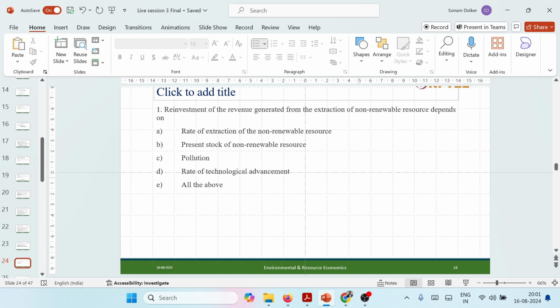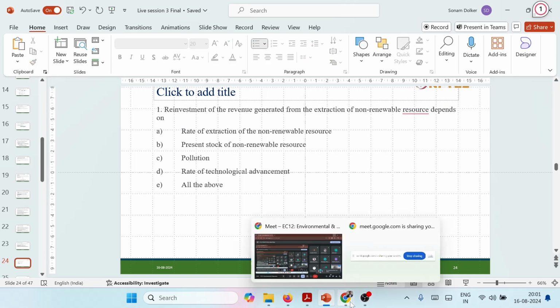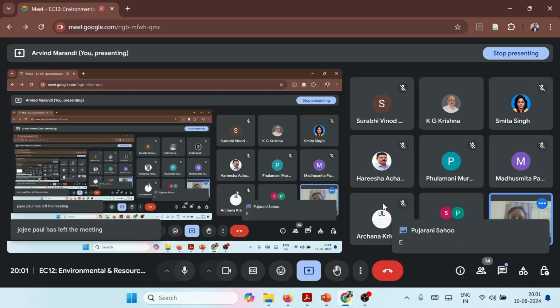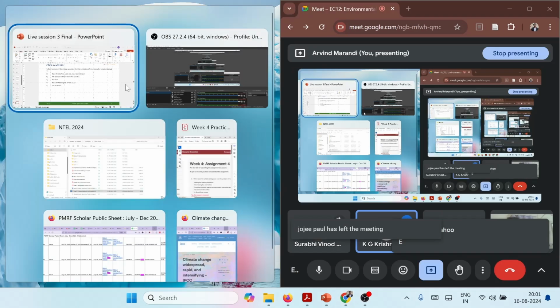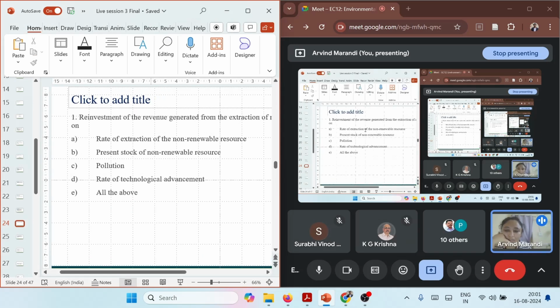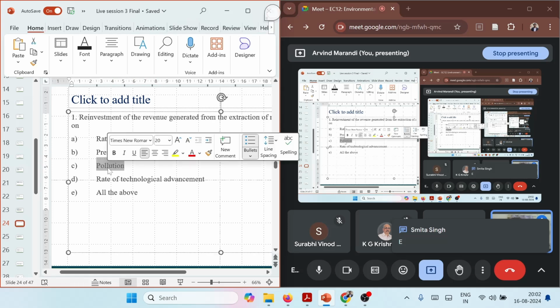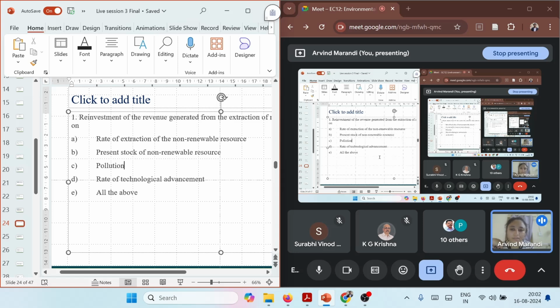Can any one of you answer this question? The reinvestment of the revenue generated from extraction of non-renewable resources depends on. All of the above, madam. Yes. So as I have discussed, the reinvestment of the revenue generated from extraction will be dependent on the rate of extraction, present stock, as well as the pollution which is there, right? So the correct answer is all of the above.